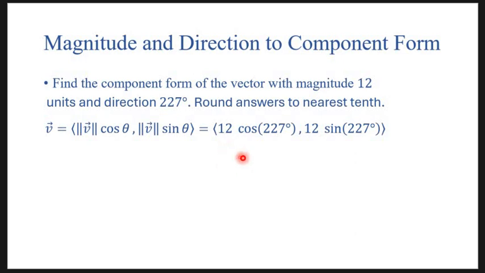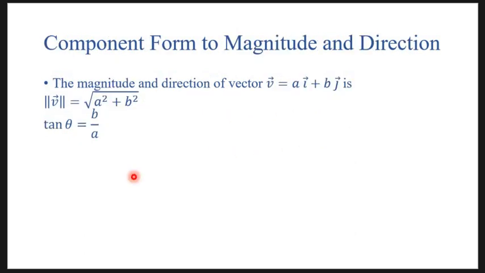this case is 12 times the cosine of 227, comma, 12 times the sine of 227. If you type those into your calculator, you'll get that the component form of this vector is negative 8.2, comma negative 8.8. Make sure you're in degree mode if you were given degrees, and you're in radian mode if you were given radians.